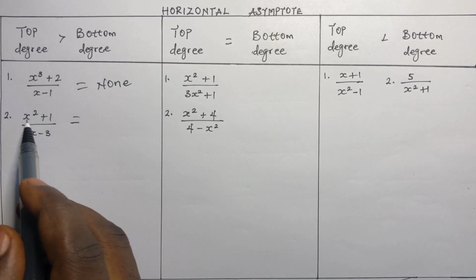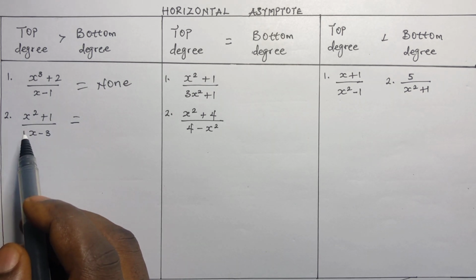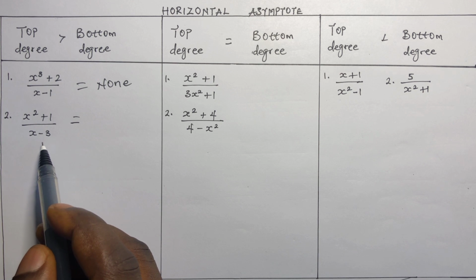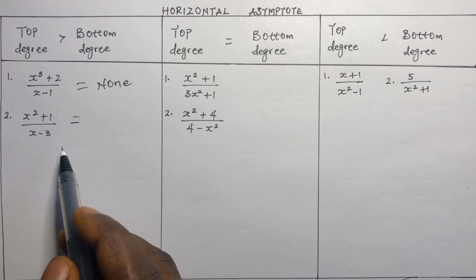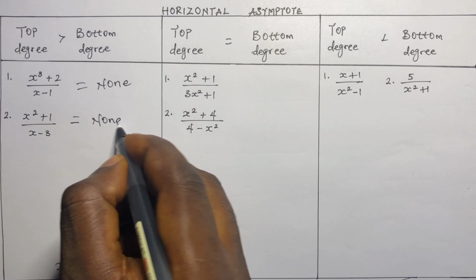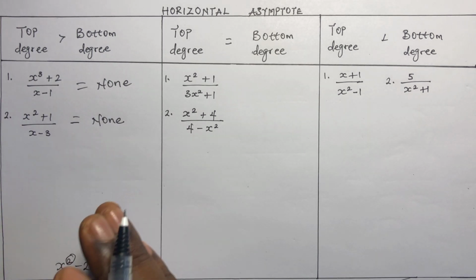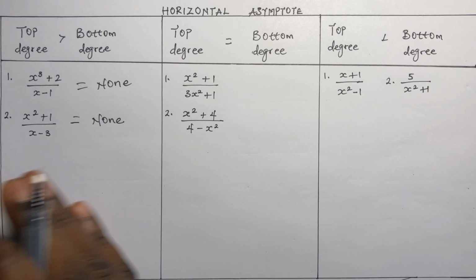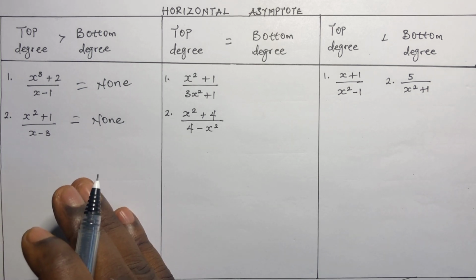The same thing applies here. We have x squared plus 1 from the top and x minus 3 from the bottom. So basically, the horizontal asymptote is none. This means that for this function, there is no horizontal asymptote.